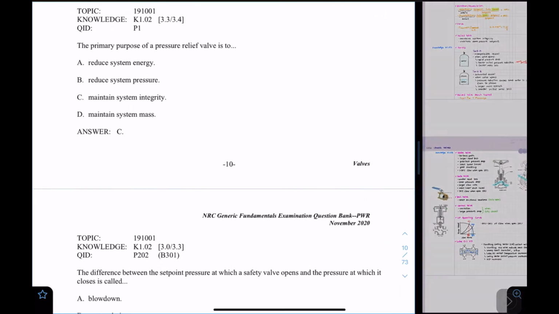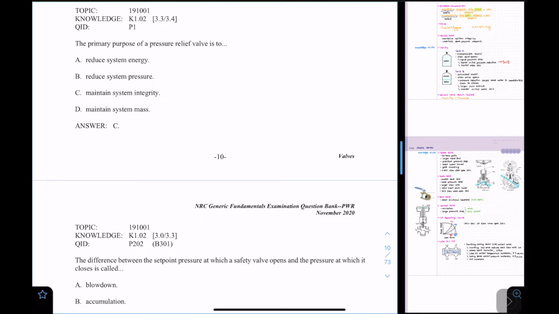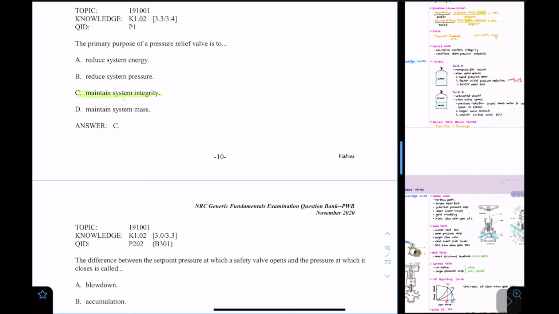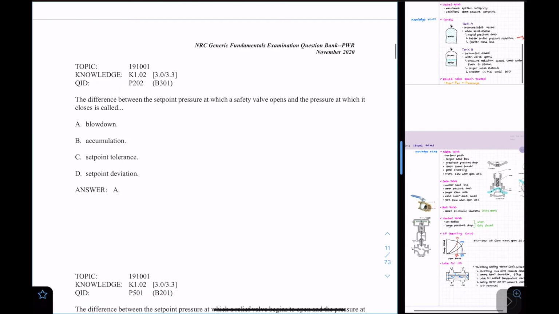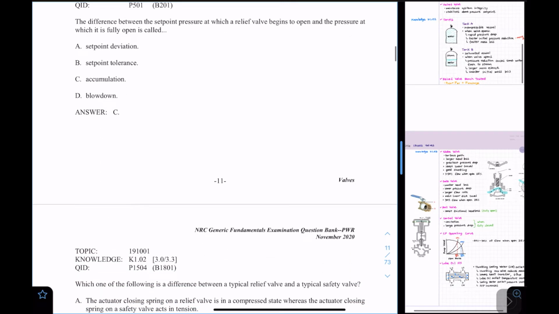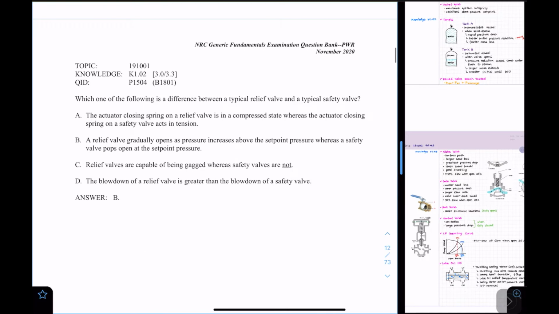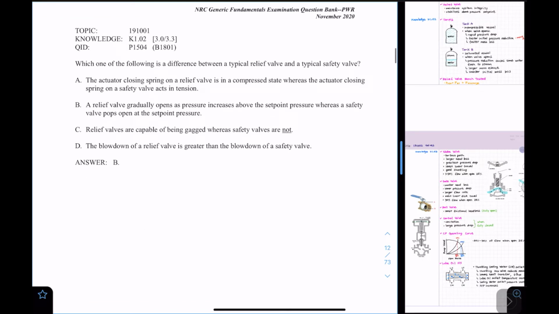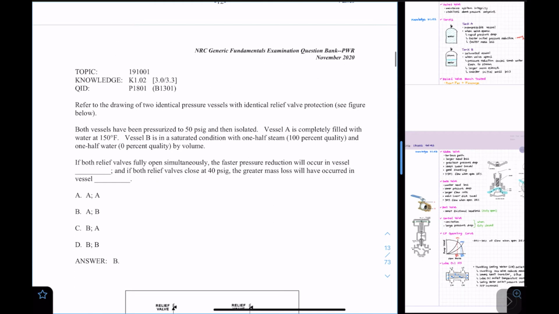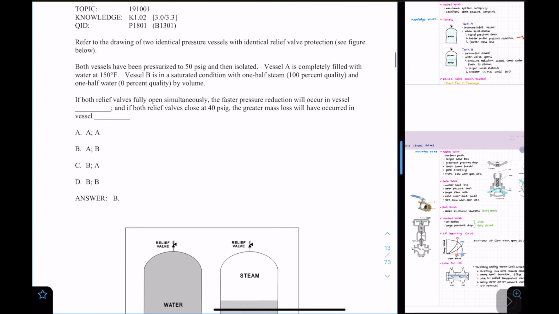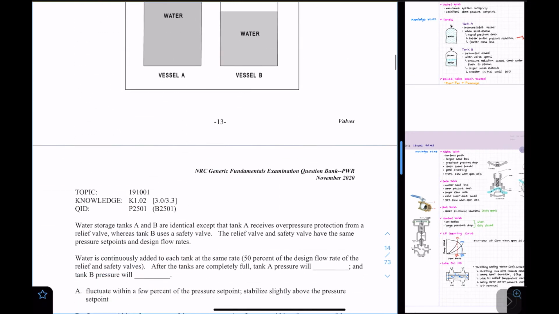Okay, now let's go to the GFEs questions. Now we start with a couple questions, like for instance, the primary purpose of the safety valve: maintain system integrity. So we have that in here as well, maintain system integrity. But let's go and take a look at some examples. The other questions, we can derive them from what we already have in here. It's already there. But I would like to go and take a look at some of these questions here.